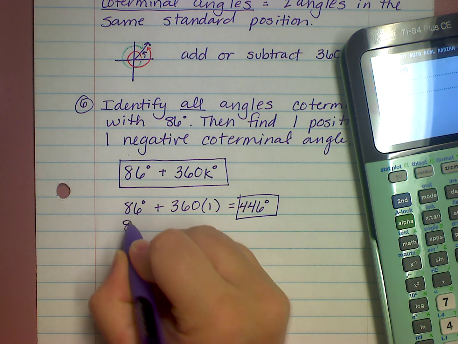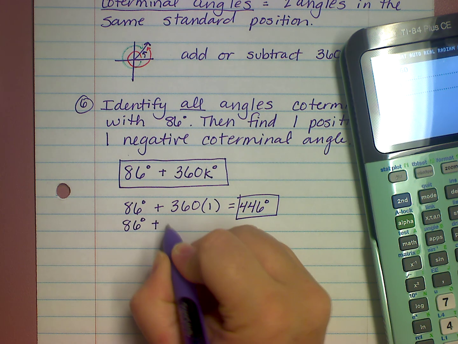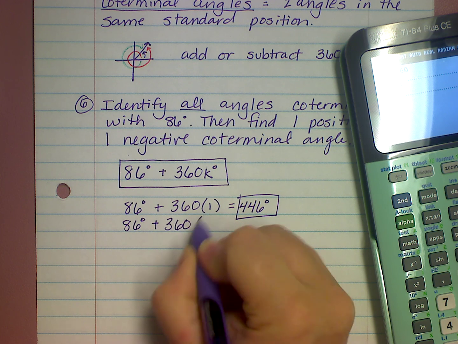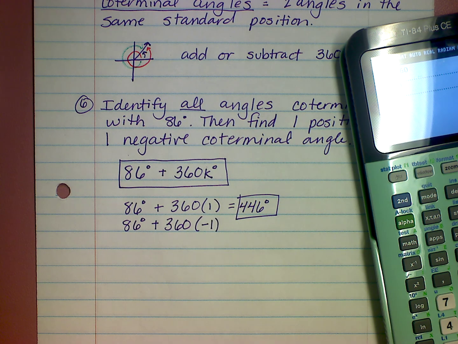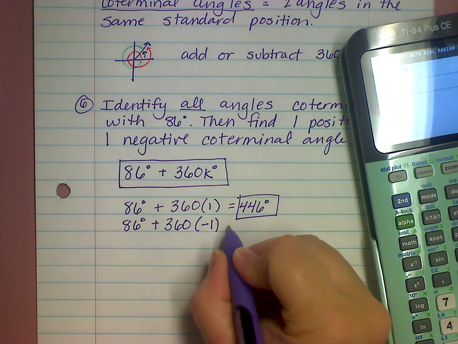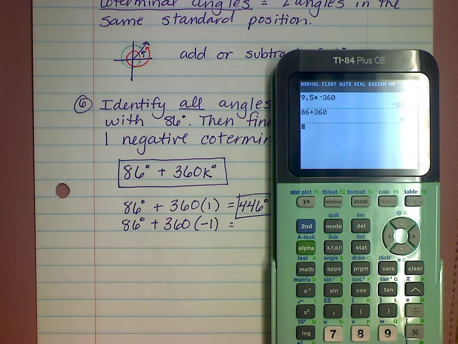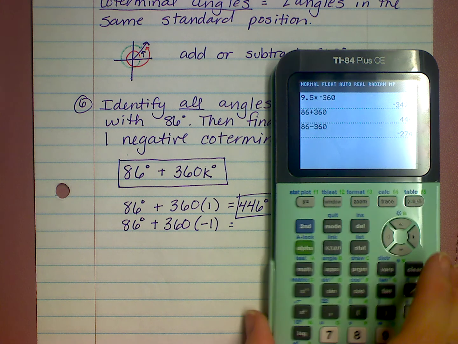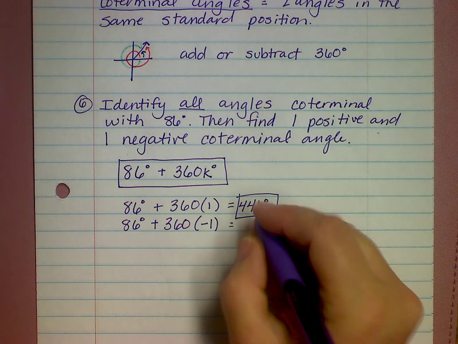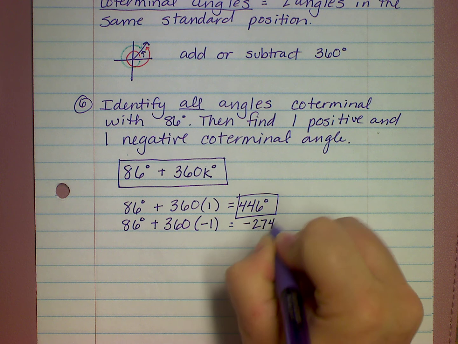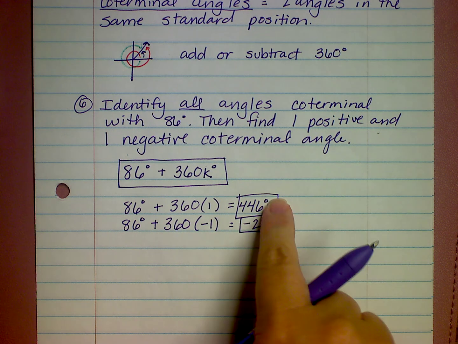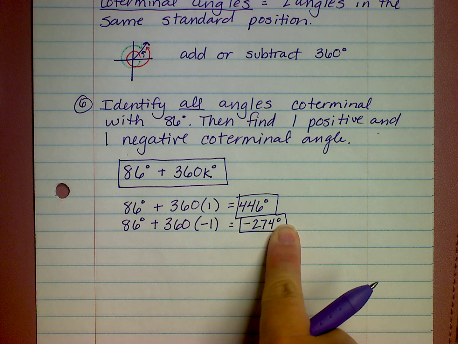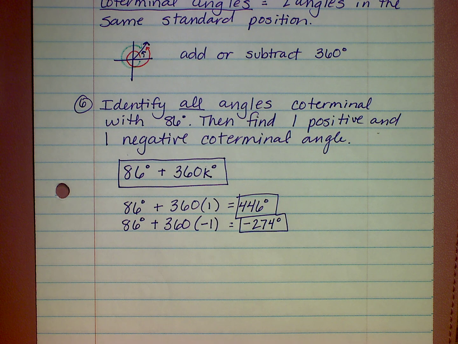If I want a negative coterminal angle, I do -1 for K, because that would mean I have a negative direction instead of a positive direction, because that turns into 86 minus 360, doesn't it? -274. You can't see that because it's glared. -274 degrees would be my negative. I have a positive angle and I have a negative angle, and I know they're coterminal because I used that form to help me.